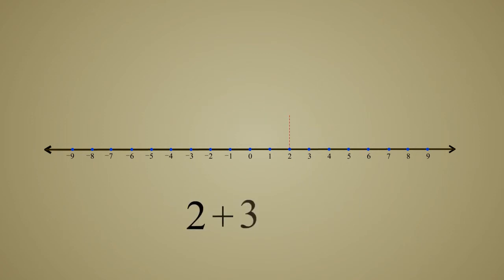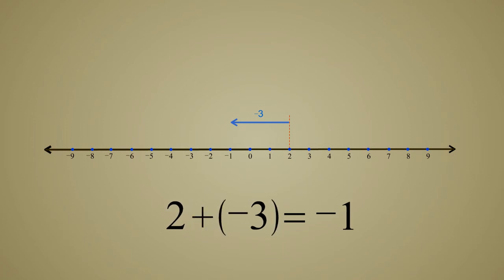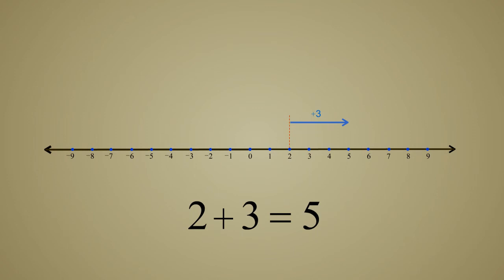So far, we have seen that adding a positive integer means moving that number of units to the right. Subtracting a positive integer means moving that number of units but in the opposite direction. We have also seen that adding a negative integer means moving that number of units to the left. So subtracting a negative integer must mean to move that number of units to the right. Subtracting a negative number is the same as adding a positive number.